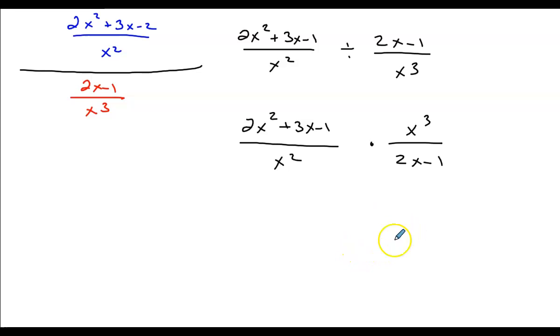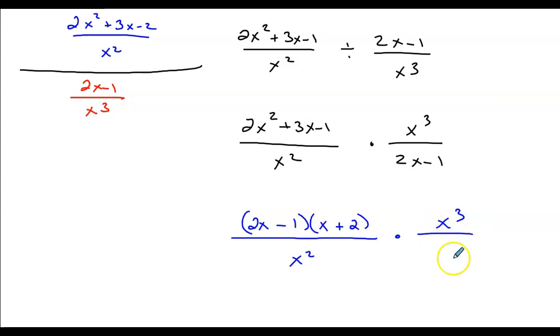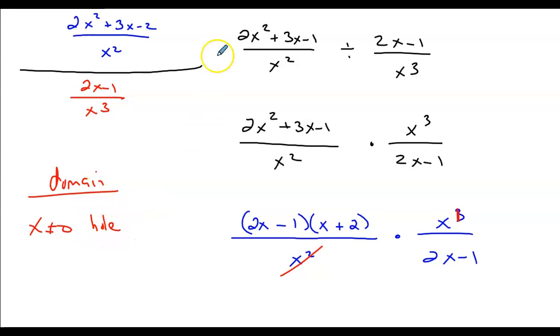I'm going to start simplifying here before I start dealing with what's a hole and what's a vertical asymptote. 2x squared plus 3x minus 2 factors into 2x and x. This is going to be 2 and 1, positive 2, negative 1. However you want to factor that. x squared times x cubed over 2x minus 1. Domain. x squared in my denominator, so x cannot equal 0. It does simplify with the numerator, leaving me with just x in the first numerator, so it does simplify completely, so there's a hole there.